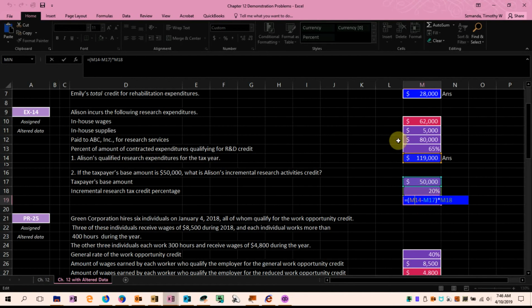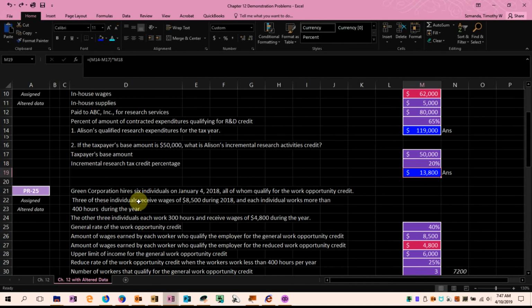So in Part 1, I'm determining my qualified expenditures. In Part 2, I'm applying the 20% credit, and that's for the incremental research since her base amount was listed as $50,000. So we take the difference between $50,000 and $119,000, and then multiply that by the 20%. And that is her incremental research tax credit.